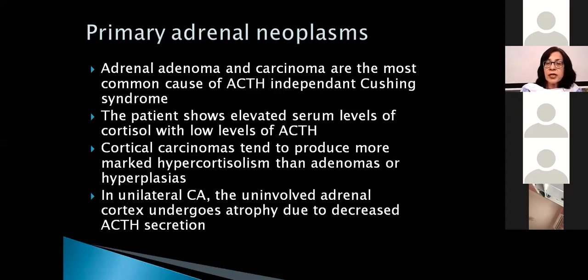Cortical carcinomas tend to produce more marked hypercortisolism than adenomas or hyperplasia. In unilateral carcinoma, the uninvolved adrenal cortex undergoes atrophy due to decreased ACTH secretion. Supposing there is a carcinoma, usually unilateral, one adrenal has carcinoma. The other adrenal, the normal adrenal, will undergo atrophy because the low ACTH caused by that one tumor will inhibit it.